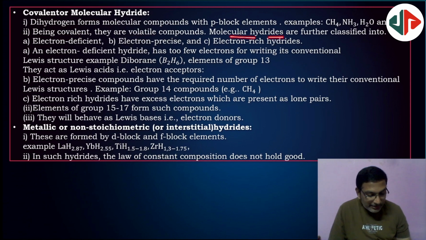Molecular hydrides are further classified into 3 types: electron deficient, electron precise, and electron rich hydrides. Electron deficient means less than an octet of electrons. The central atom contains less than 8 electrons around it. These are formed by group 13. The best example is diborane.